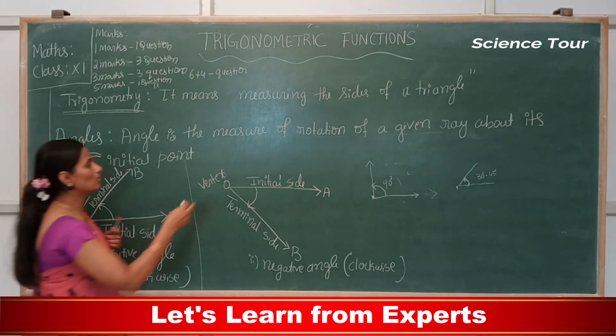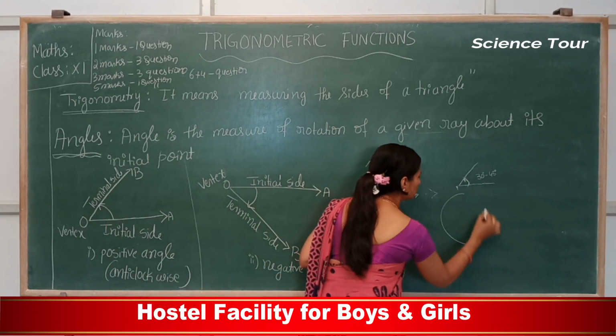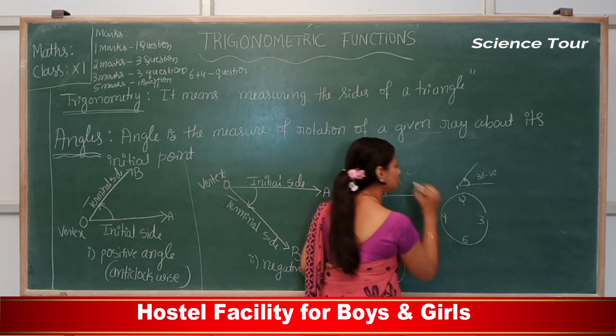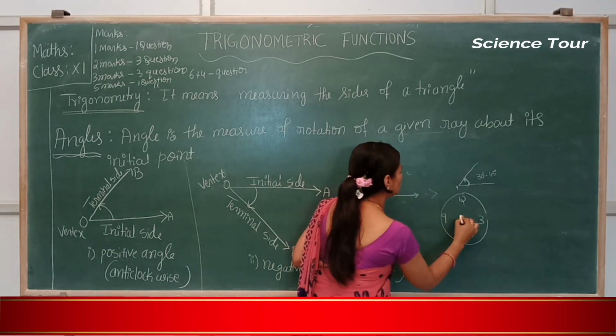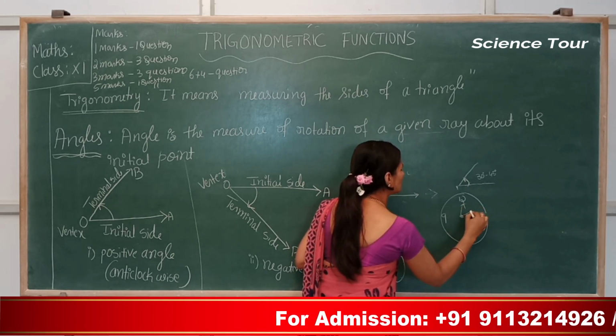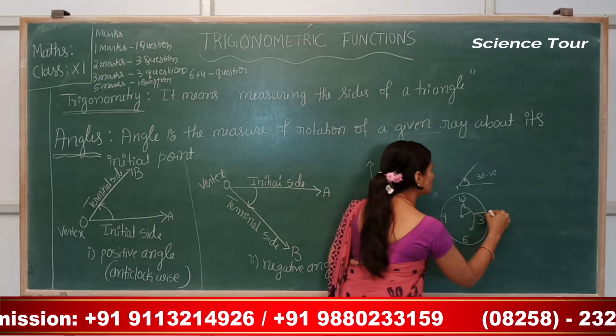So this is your clockwise direction, correct? If it is a clock, this is 12 and 6 and 9, sorry, 3 and 9. Clockwise direction means how it rotates? It rotates like this. So rotation is like this. This is called clockwise direction.